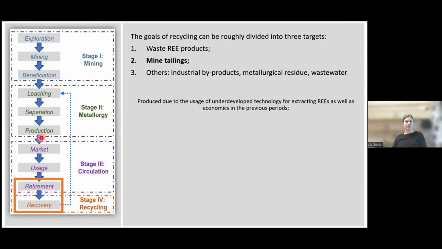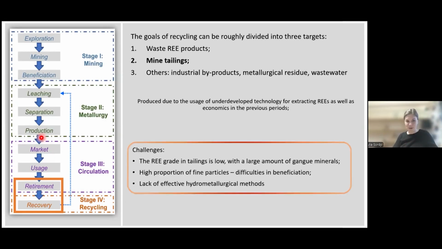Another target is mine tailings. So not necessarily RE mine tailings. That can be some old, for example, iron mines, because at the time when the mine was in production, there was an underdeveloped technology for extracting REs. And also the economics at that time were not good for RE recovery, therefore they're just left in the tailings. But of course, again, it brings challenges as everything with REs.